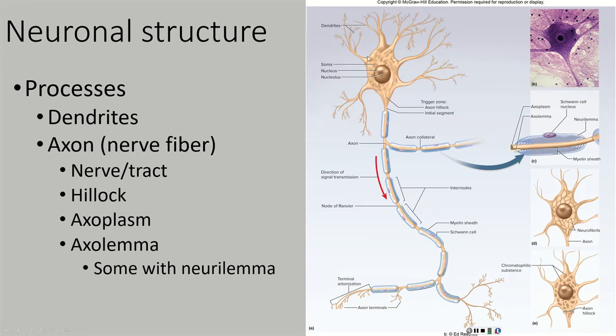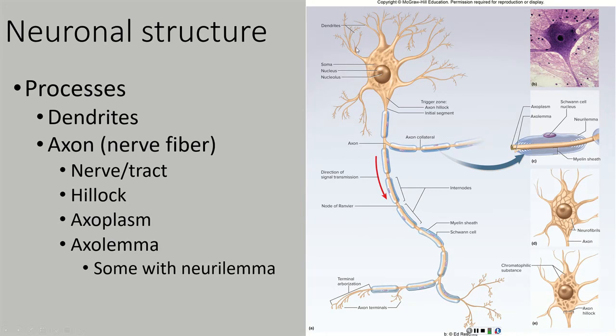So back to the cell body. We've got all of these branches coming off of it. These branches are called processes. A process is just a general term for something that sticks off of something else. And there are two different categories of these processes: dendrites and axons. Dendrites in drawings tend to be shorter than the axons, although in reality dendrites can be just as long as an axon can.